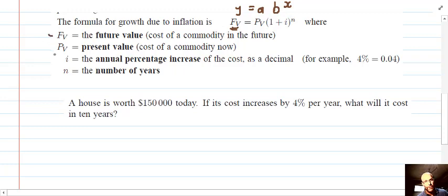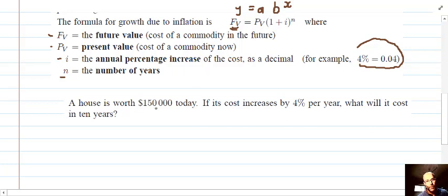So future value is what it's going to be worth in the future, some commodity or product or item. Present value is what it's worth now. I is the annual interest rate as a decimal, or the annual percentage increase. So if it was 4% per annum, it would be written as 0.04, and n is the number of years. So we're looking at this in an annual way. It is possible to look at this in a quarterly, weekly, monthly, semi-annually, fortnightly, daily manner, but we're just going to stick to annual on this one.